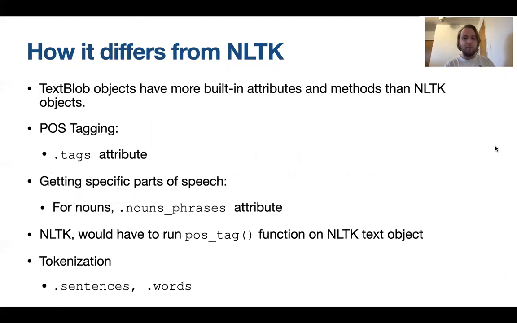So this is how it's different from NLTK. Basically, TextBlob objects, this would be a piece of text in NLTK, have more built-in attributes and methods. So if you want the parts of speech of an object, you run the .tags attribute on it. If you want the noun phrases, you run the .noun_phrases attribute. This avoids having to run things like the pos_tag function on NLTK text objects and then moving them into a separate data structure. With this, you just invoke another attribute. It's built in. This can also be done with tokenization using the .sentences attribute and the .words attribute.